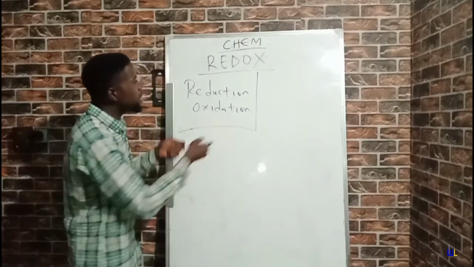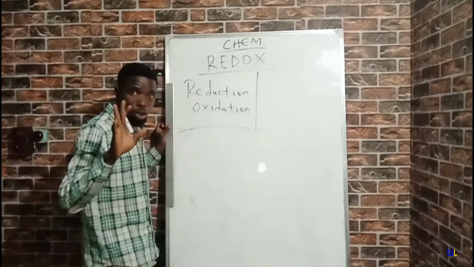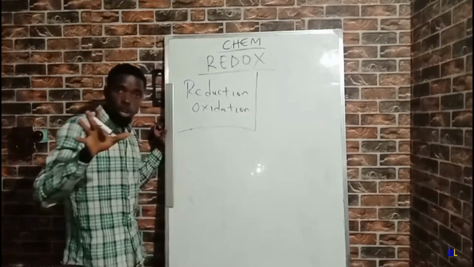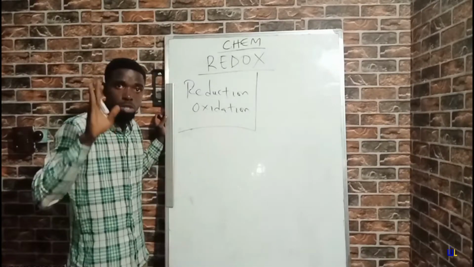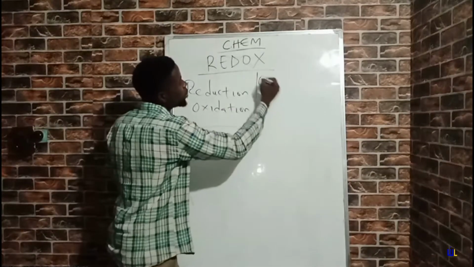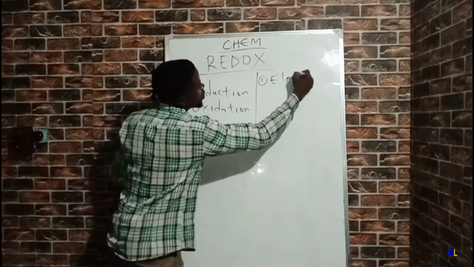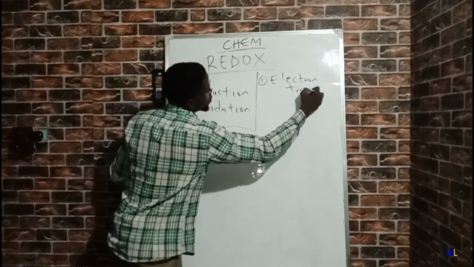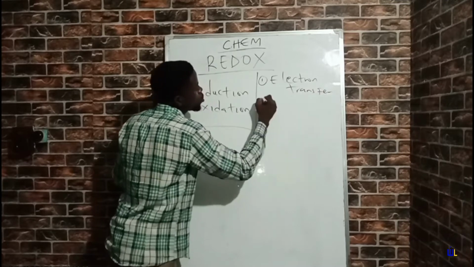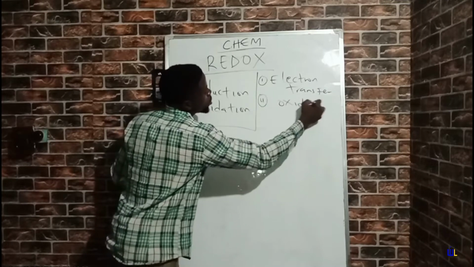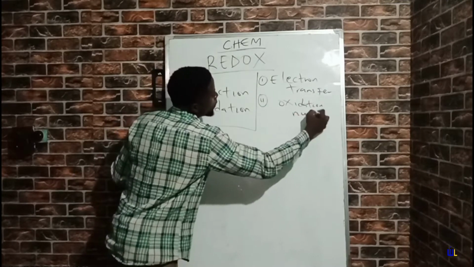Now, with that said, let's come back. I said there are two major things used to describe redox reaction. If you want to define the redox process, there are two major things that are used. Number one is electron transfer, and number two is oxidation number.